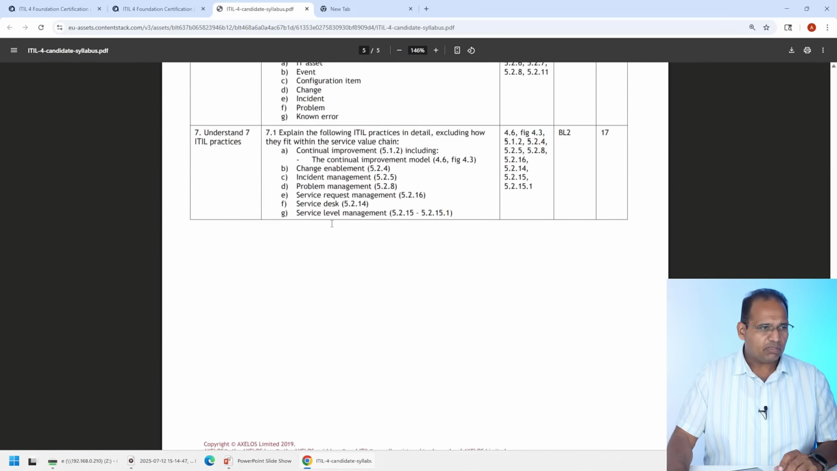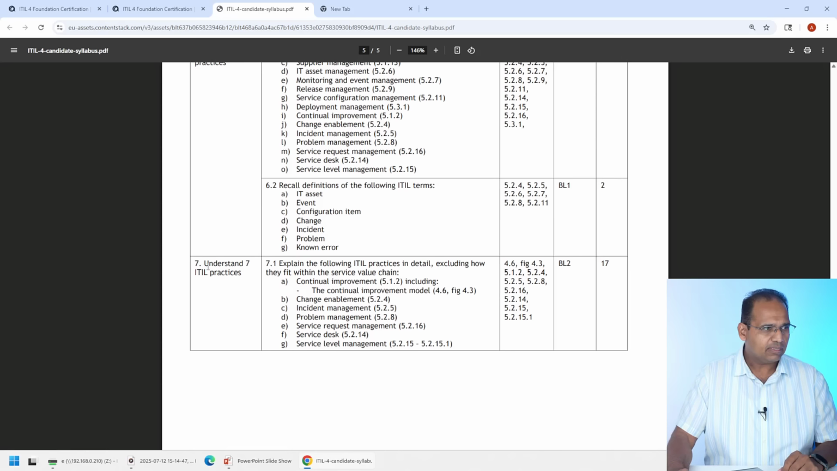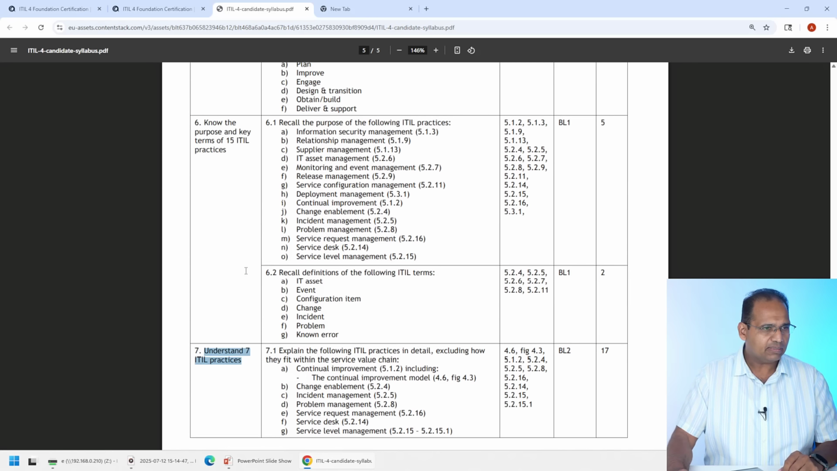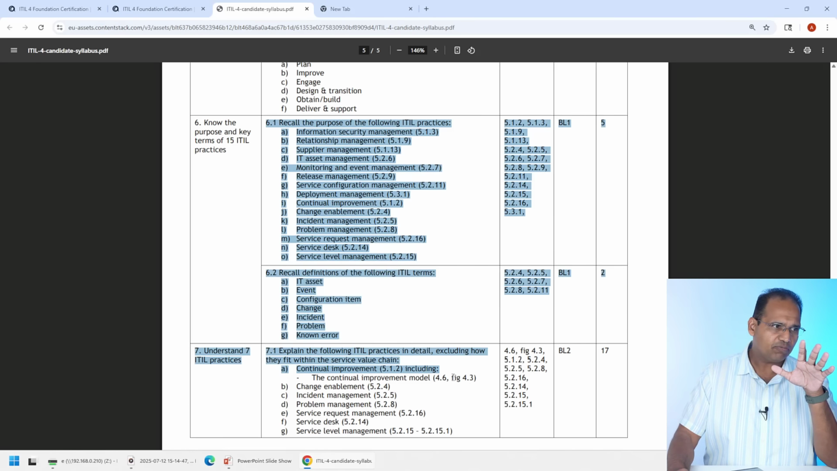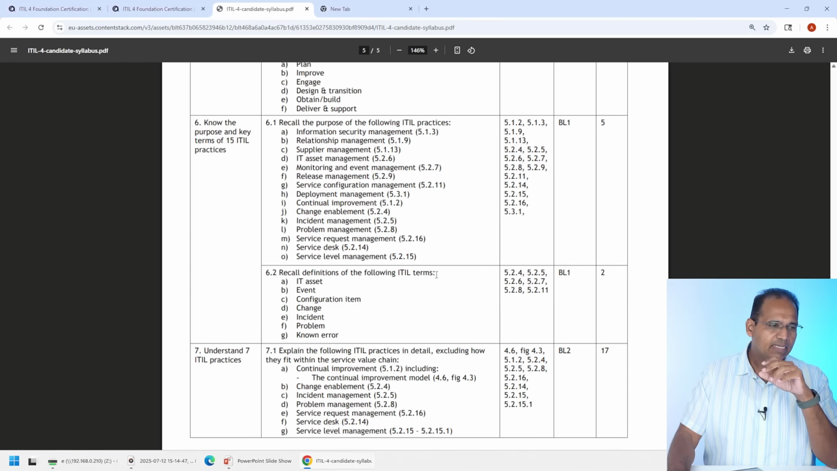I want to point out something to you guys. This section here: know the purpose and key terms of 15 ITIL practices and understand 7 ITIL practices. 15, 5, and 2 combined is 24 marks. This section of my course on the practices is going to cover 24 points on the test. Yeah, 24 questions. That means the majority of the questions.